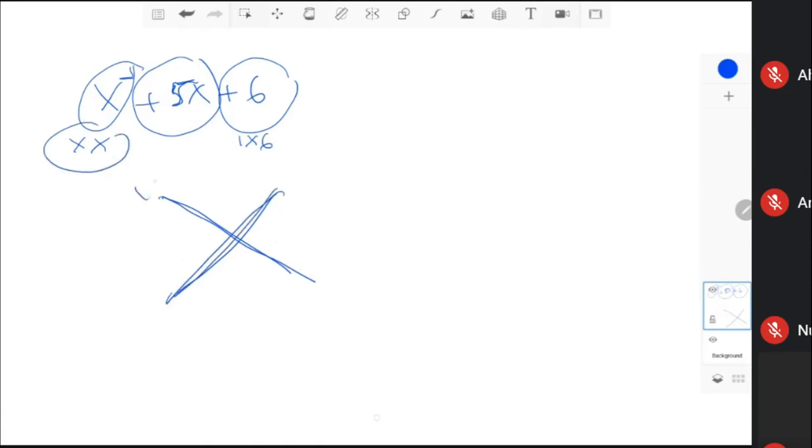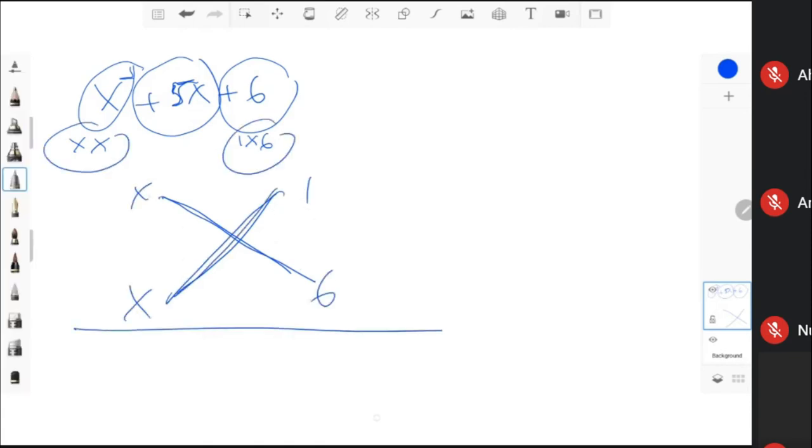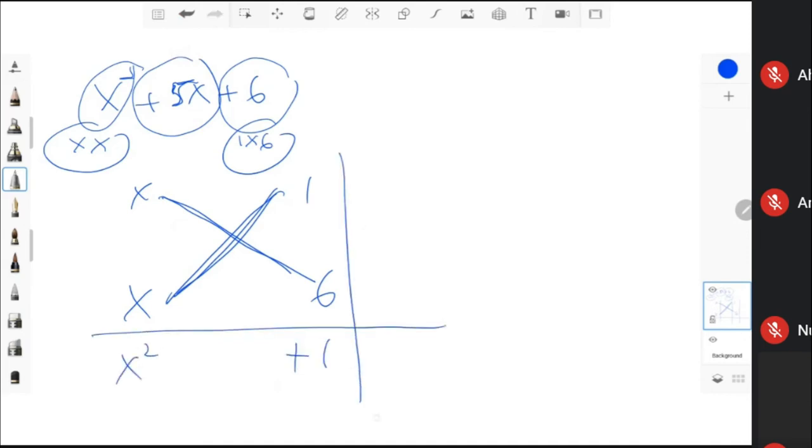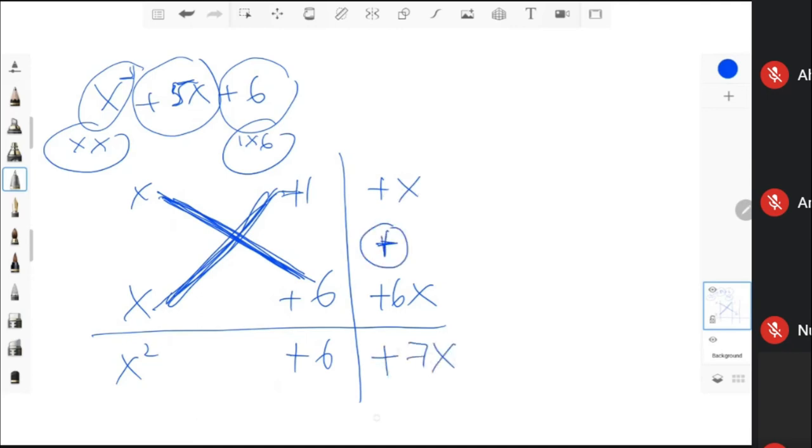So put the butterfly, fill in the blank. So this one is x. This one is 1, 6. Double check. Up to you lah, okay? You want to do it this way, okay? X times x is x squared. 1 times 6, positive 6. Okay? The purpose of having a butterfly is x times plus 6 is plus 6x. X times plus 1 is plus x. So the last one must be added together. So this is positive 7x. So is it correct? Double check and see. Is this correct? No.